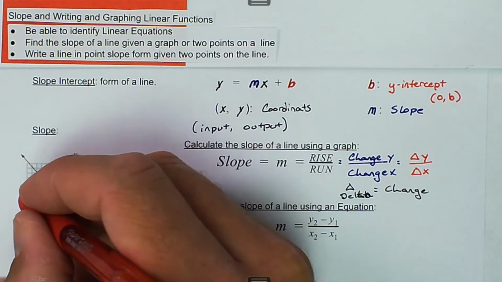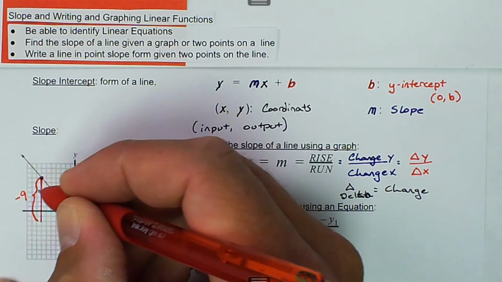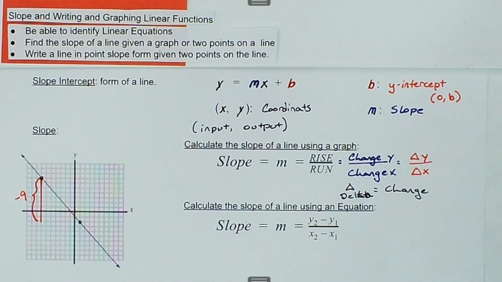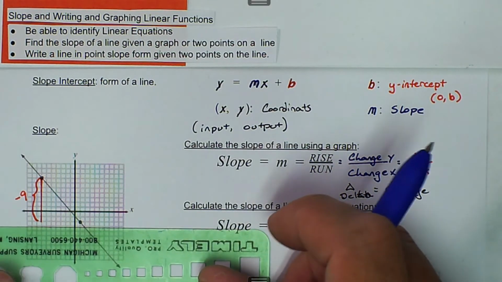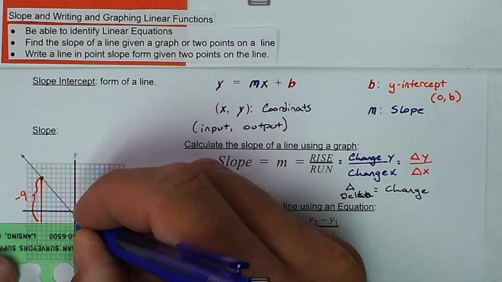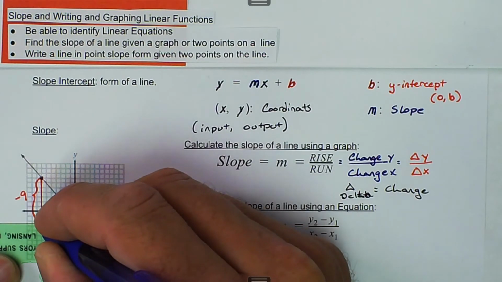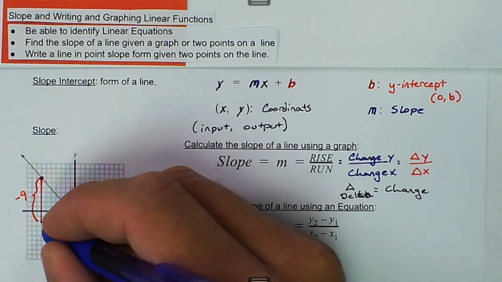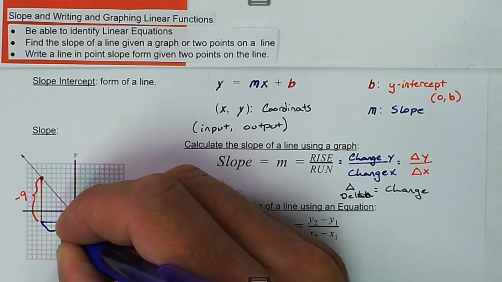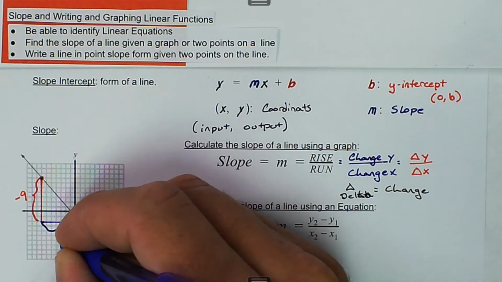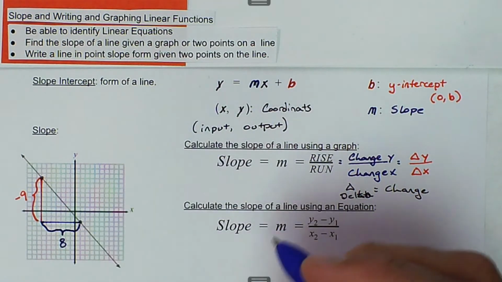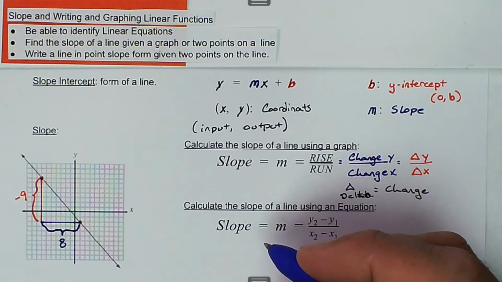So we're going down, so this is going to be -9 in the y direction. And in the x direction, this one's going to be +8 because we're going to the right, so we're adding 8.